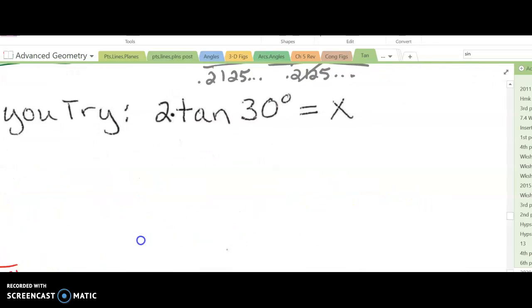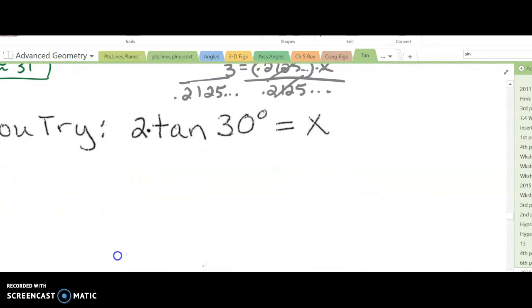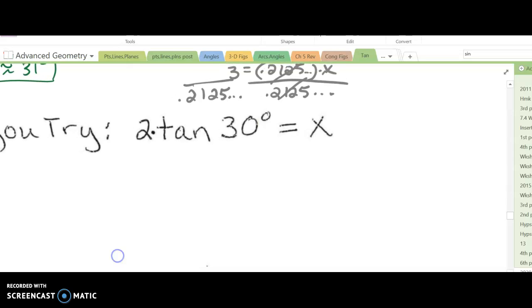Okay. The last thing we have here on the you try, so I wanted you to think about this for a second. You don't actually have to divide both sides by 2 on this one. Think about it. If we were, and you don't have to write this down, but if we were to divide by 2, we would have tan 30 equals x over 2, and that doesn't help us to get x by itself. Really, guys, keep in mind, tan 30 is just a number, right?